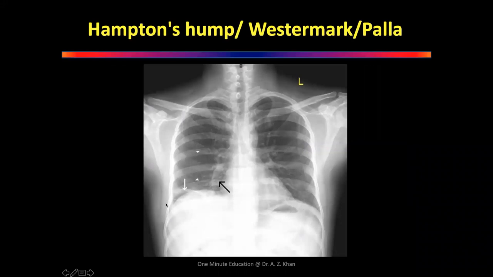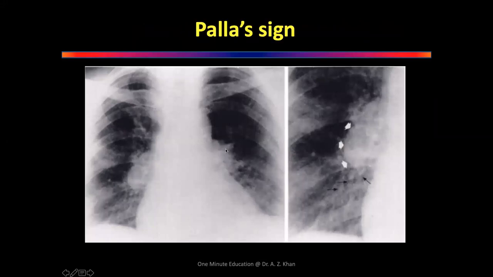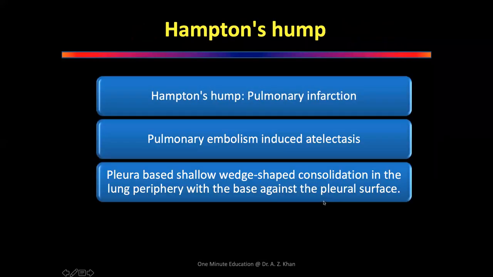Can you see the triangular wedge in the periphery? The area of infarction that you get, that is called Hampton's hump. Okay, so the area of infarction is triangular with the base towards the pleura and the apex towards the hilum. So Hampton's hump, Westermark sign, and Palla's sign. The notch that you see is the Palla's sign. Can you see here? It's a dilatation of the pulmonary artery proximal to the clot. Westermark is distal to the clot, you cannot see anything. And Hampton's hump is in the periphery where there is infarction of the lung.